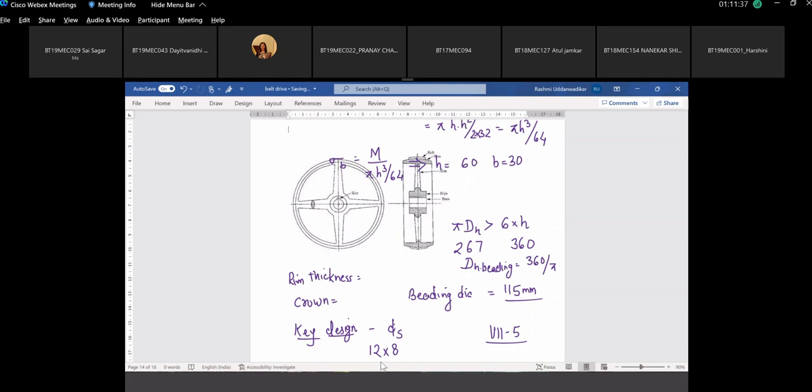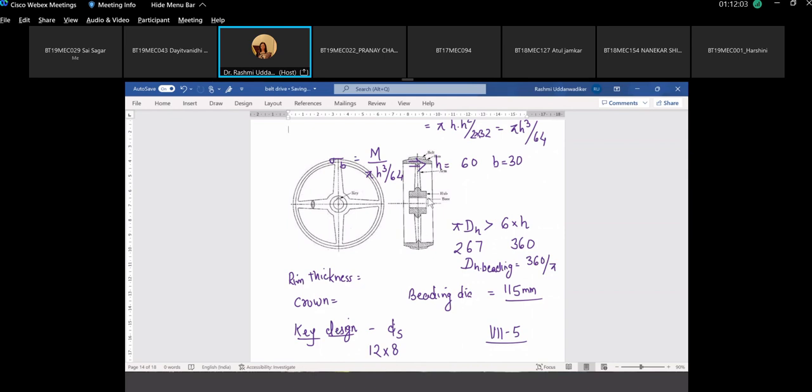Length of the key, it says it lies in the range of 28 to 140. What would be our key length? Look at the figure and tell me what will be the length of our key. Yes, Pradyuman is right. So this is the length of the hub. So you will be inserting a key which is equal to the length of the hub.